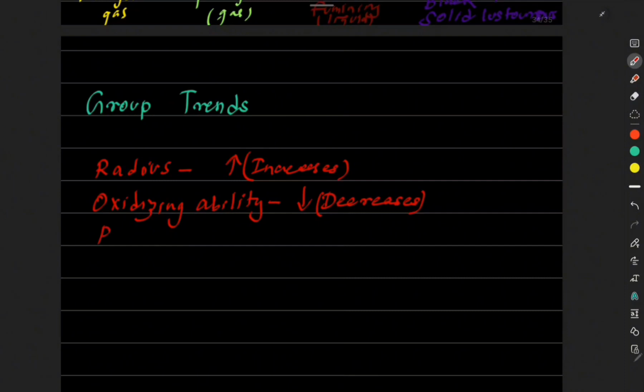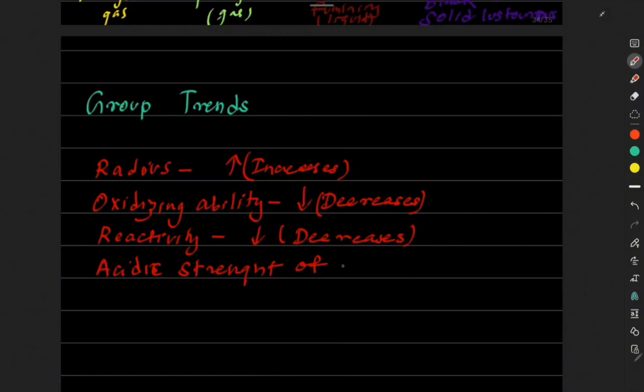Next, reactivity. Reactivity decreases down the group. And the bond energy decreases down the group. Next, we have the acidic strength of hydrogen halides. The acidic strength of hydrogen halides increases down the group.